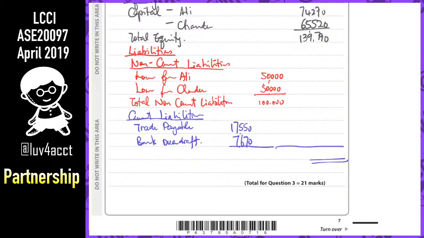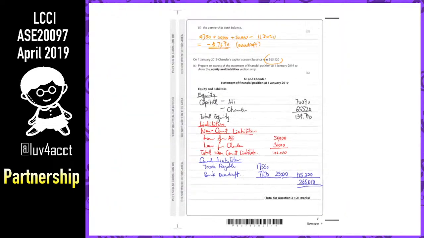Okay, that is 525220, and then we have 125220, 265010. Okay, I should have drawn the lines.